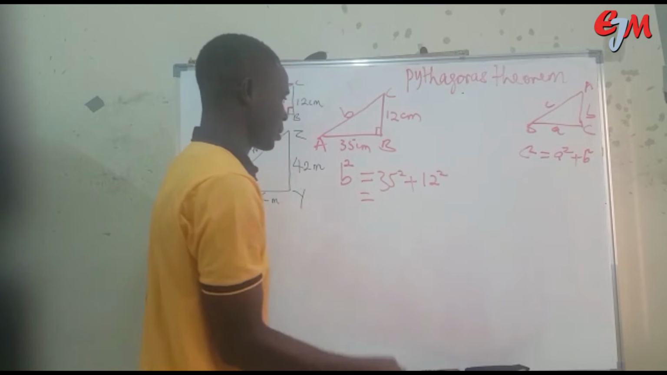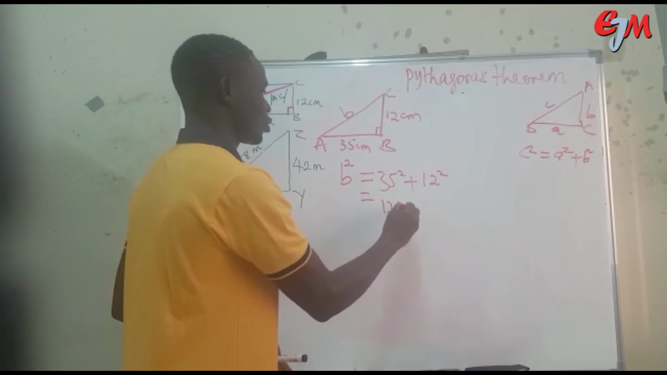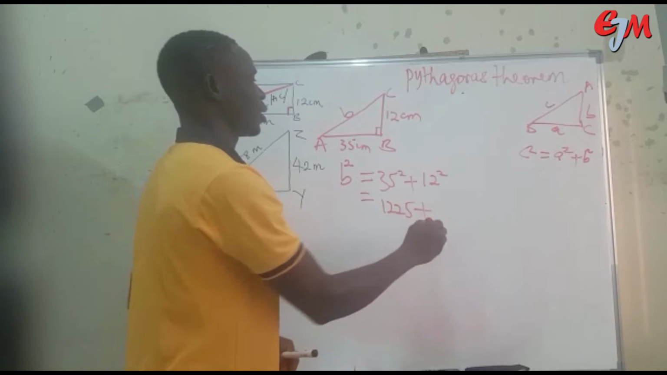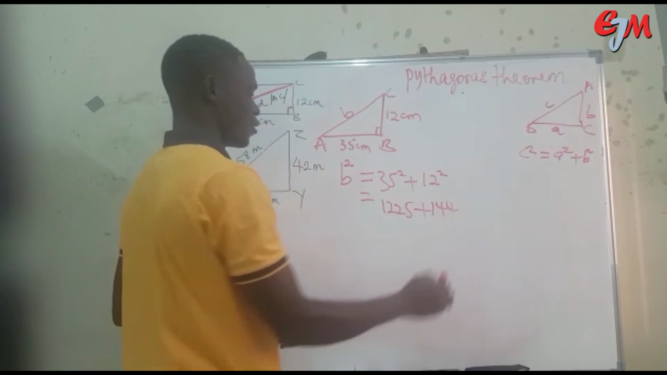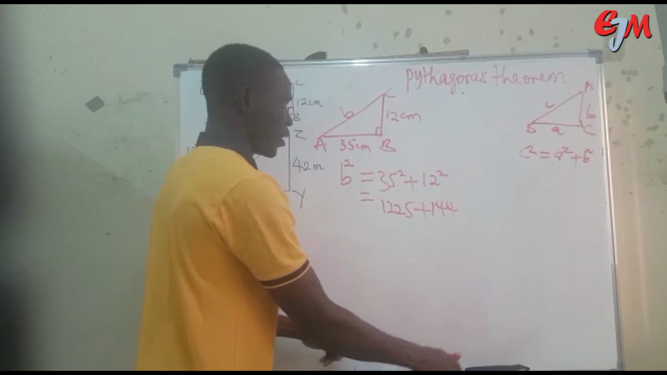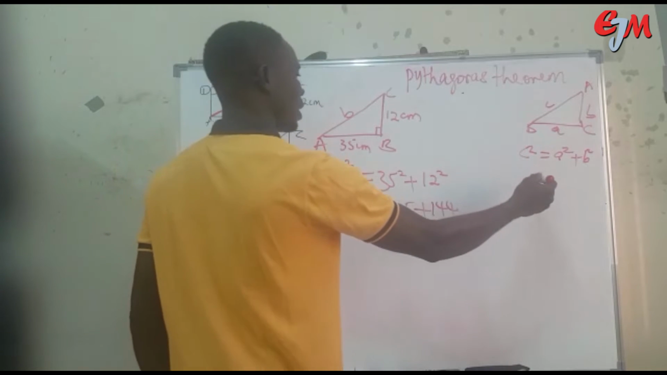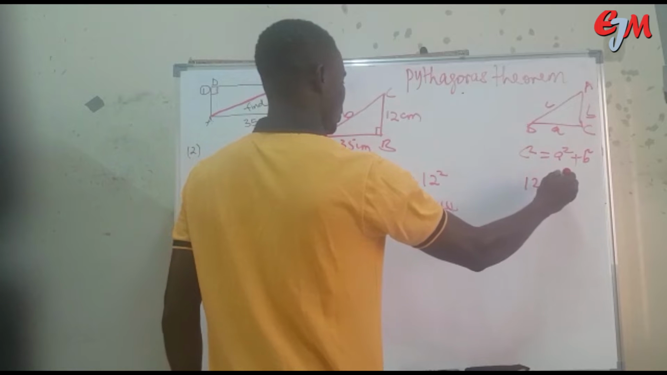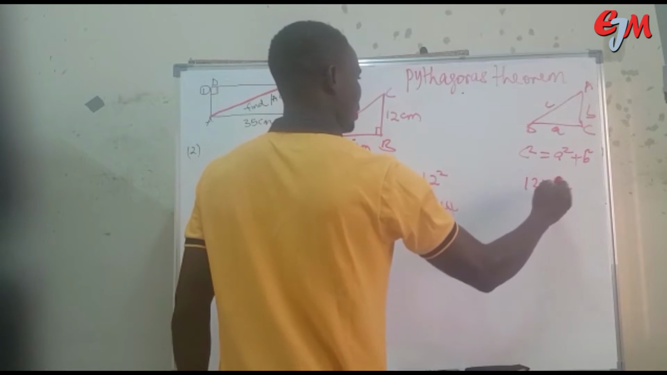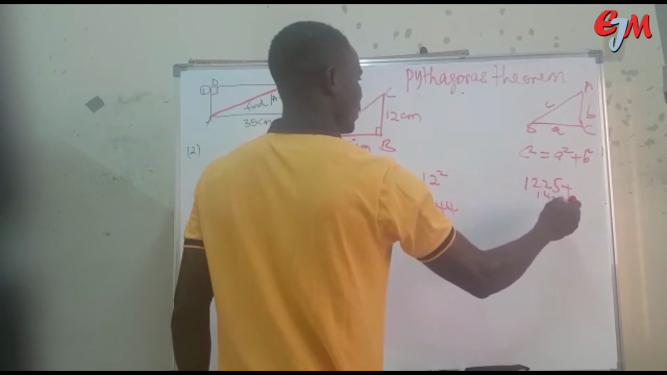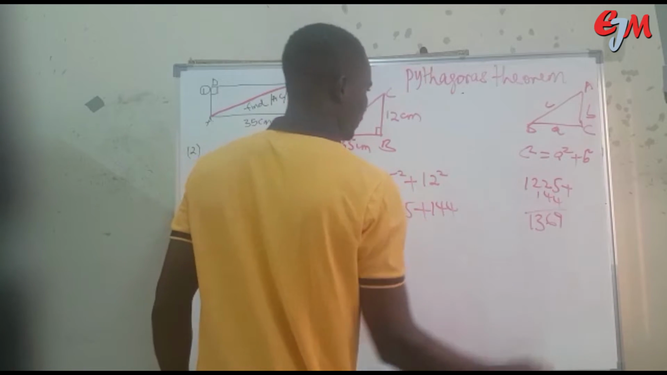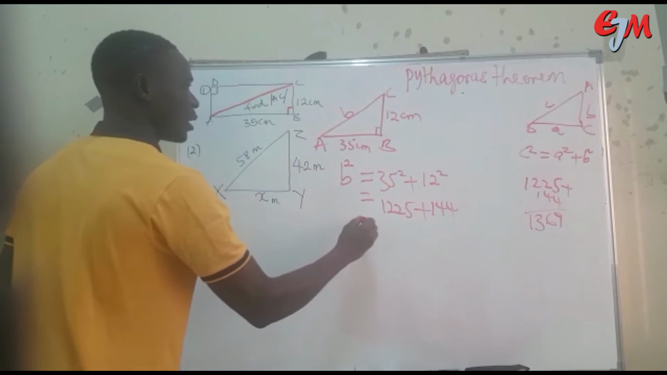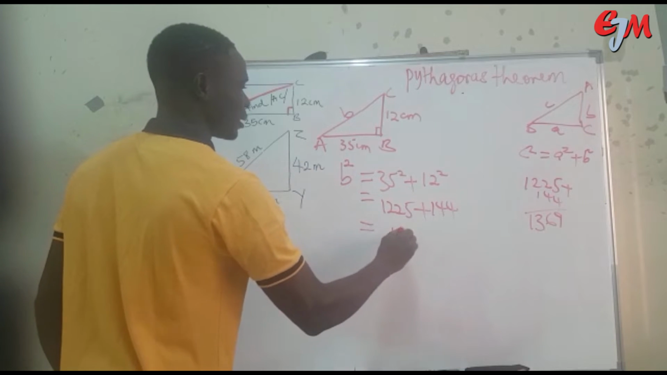So this one now, can you now see? 35 squared is 1225, plus our 12 squared, 144. So that when you add it up, 1225 plus 144, you have 9, you have 6, you have 3. So when you add up, we are going to have 1369.